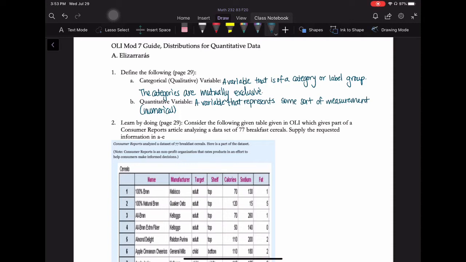Quantitative variables are numerical. They represent some sort of measurement like weight or height. Those are typical quantitative variables.